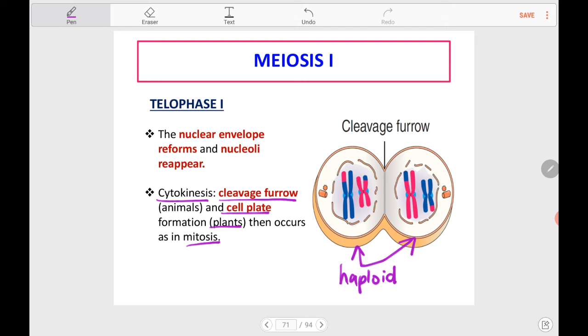Maksudnya, daughter cell selepas meiosis 1 akan ada separuh jumlah kromosom daripada parent cell punya jumlah kromosom. Kalau mitosis, parent dengan daughter cell punya jumlah kromosom akan remain the same. Yang kedua, because during meiosis 1, specifically prophase 1, berlakunya synapsis that involve formation of bivalent. So bivalent pula akan promote crossing over, iaitu exchange of genetic material between the non-sister chromatids.